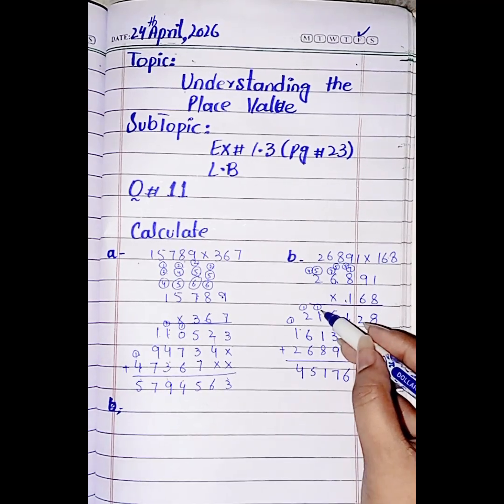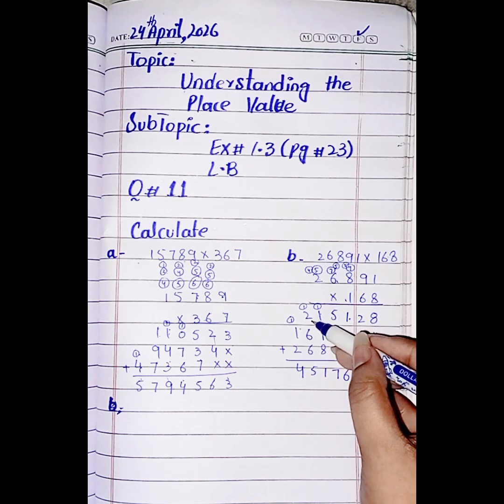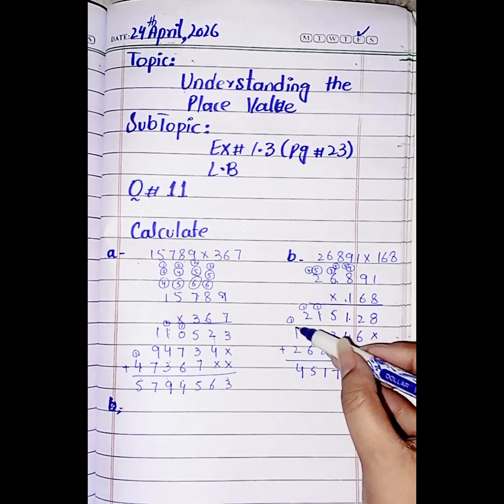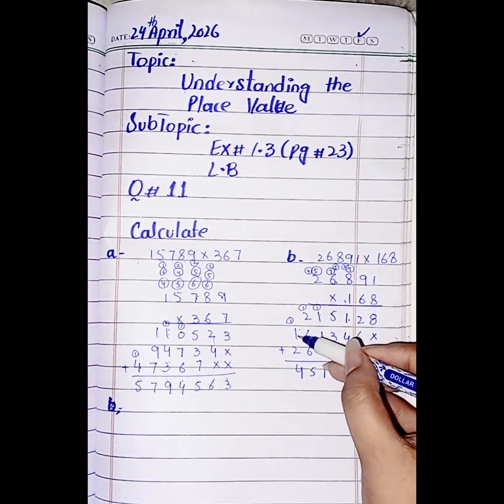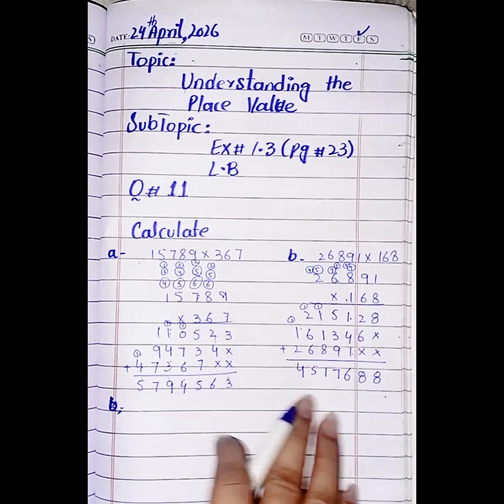8 and 1 is 9, 1 is 10 and 1 is 11, write 1 here, 1 will be the carry. 6 and 6 is 12 and 2 is 14 and 1 is 15, write 5 here, and 1 will be the carry. 2 and 1 is 3, and 1 is 4, write 4 here. And this is our final answer.